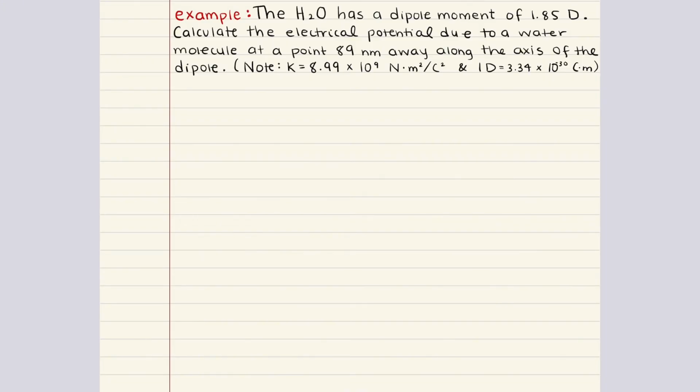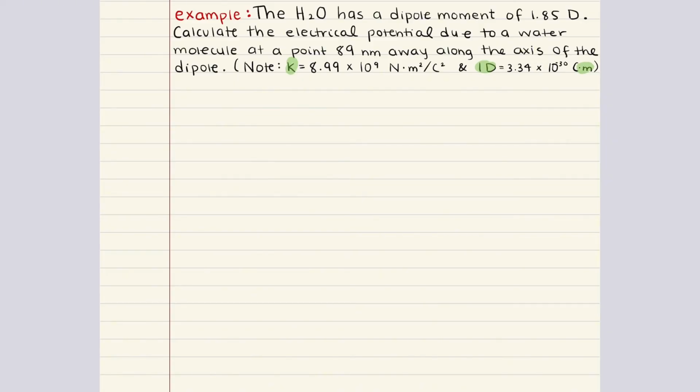We're given Coulomb's constant, 8.99 times 10 to the 9 newton meter squared per coulomb squared, and we're given the conversion from debye to coulomb meter. 1 debye is equal to 3.34 times 10 to the minus 30 coulomb meter.